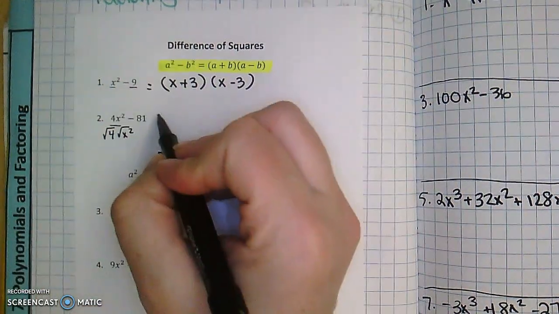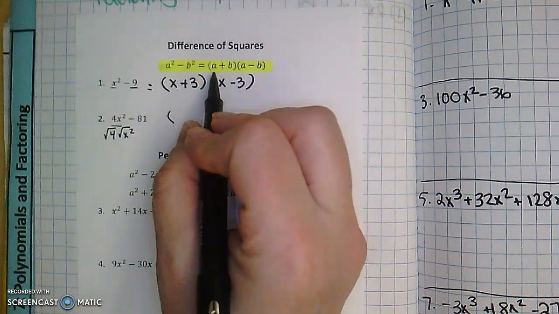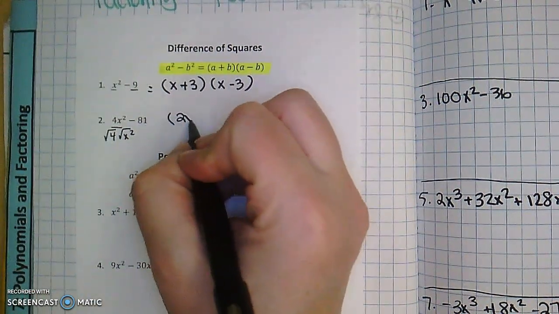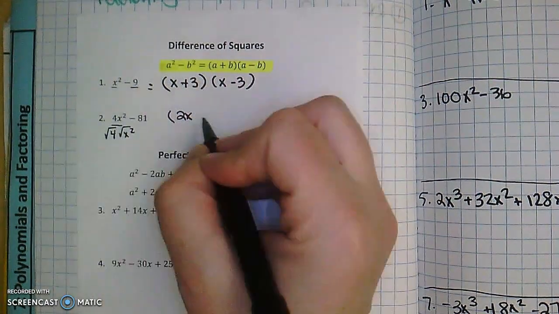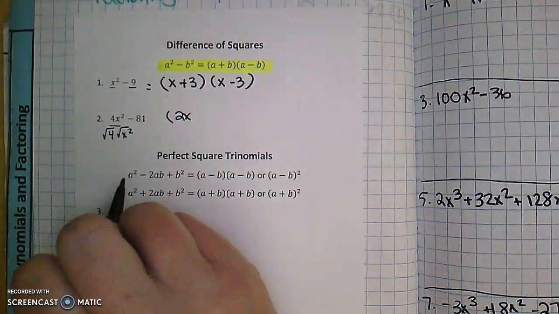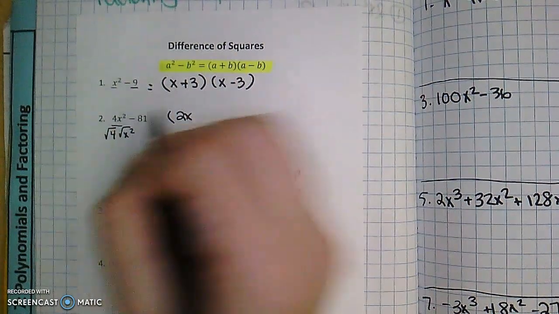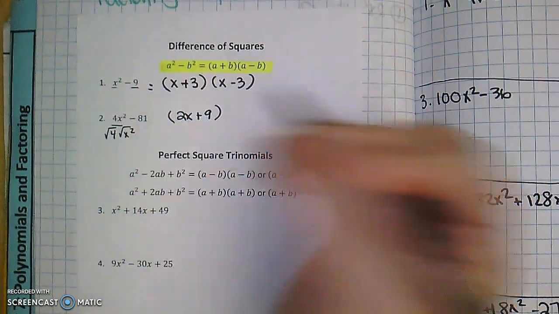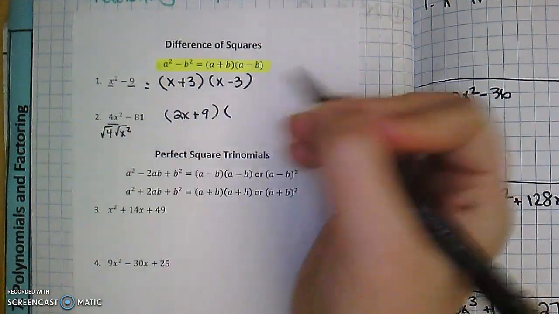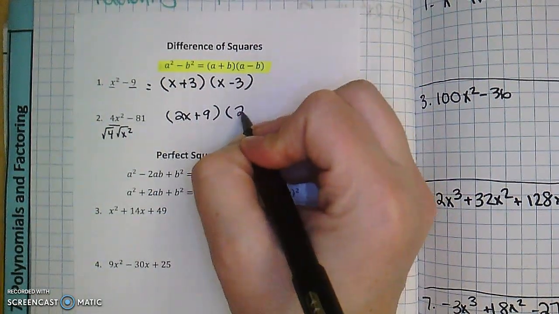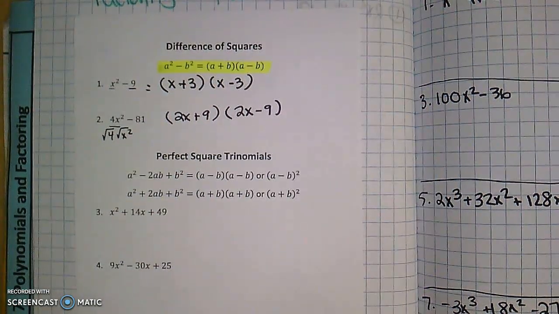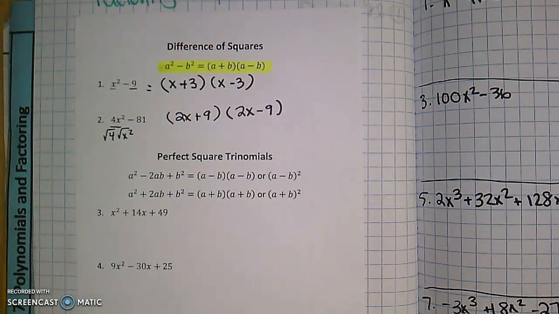When I do that, then I'm given that first term, the a term, which is 2x. Square root of 4 is 2, square root of x squared is x. The second term in the binomial is simple because the square root of 81 is 9. So there's your second, your b term in this binomial. The second binomial, same thing, the only difference is you're subtracting. And that's it. That's how you use the difference of squares.